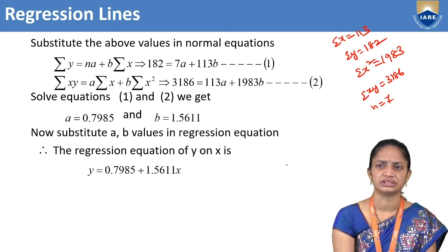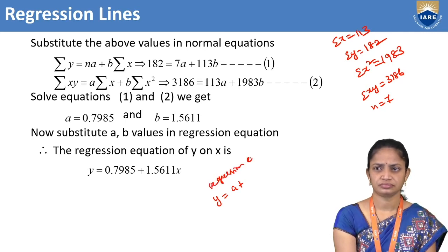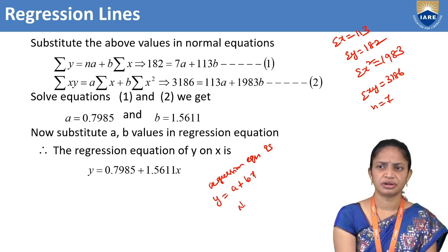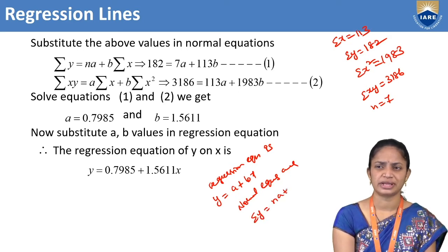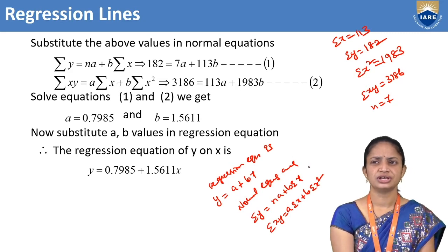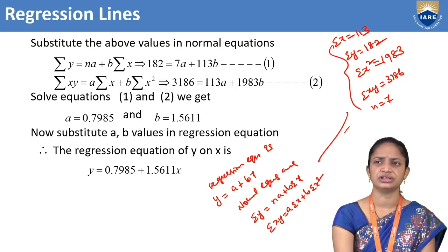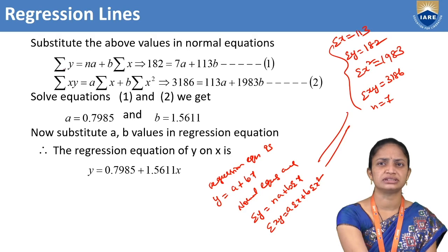So what are the normal equations and what is our equation? Here our regression equation is y equal to a plus bx. Normal equations are summation y equal to na plus b into summation x, and summation xy equal to a into summation x plus b into summation x square. So these are the normal equations. If you substitute all these values in the normal equations.